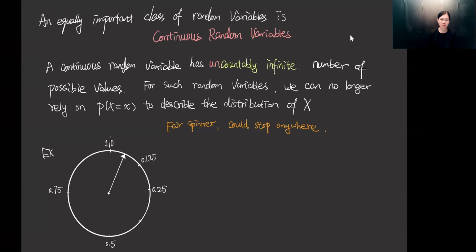For such variables, we can no longer rely on the probability that X equals little x, for x being each of the possible values, to describe the distribution of X. We can no longer rely on the probability table to describe the distribution of X. To see why that is the case, let's consider a simple example.